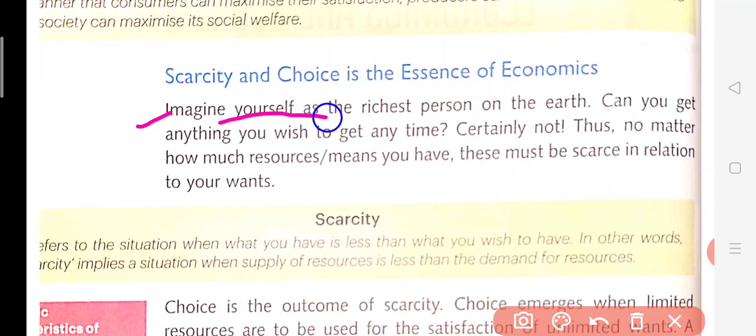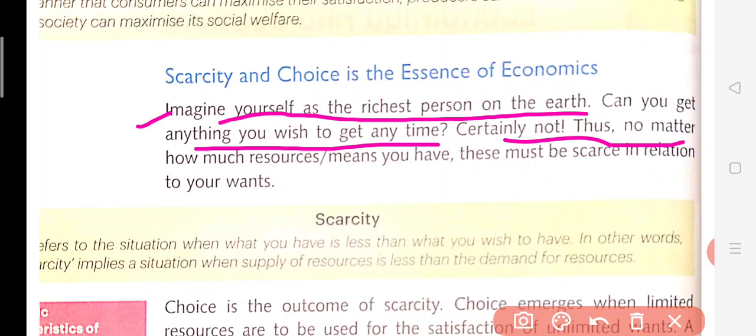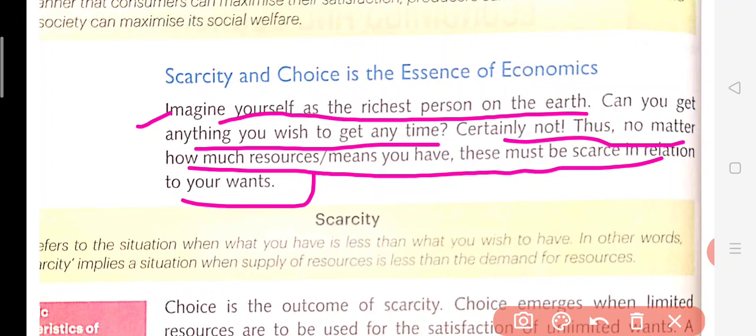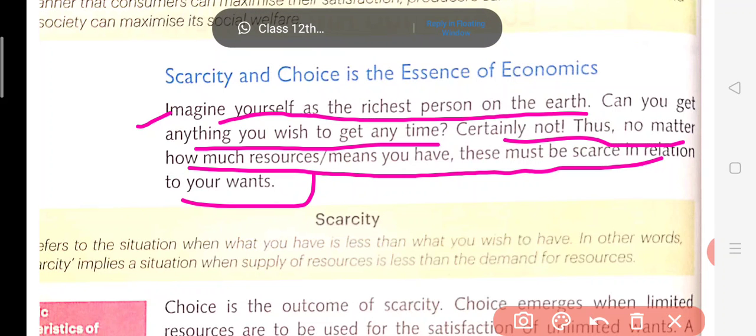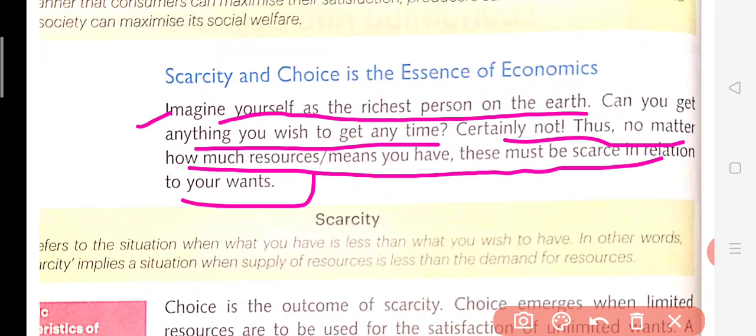Okay, imagine yourself as the richest person on earth. Can you get anything you wish to get at any time? Certainly not. Thus, no matter how many resources you have, these must be scarce in relation to your wants. As I told you, even if in India the GDP is very high and everybody is earning a good level of income, but the petroleum is finished, then what can you do with that money? You cannot make petroleum because it is a naturally occurring element. That is a condition when even if you have money, you cannot do anything with it. Okay, now let's move forward.